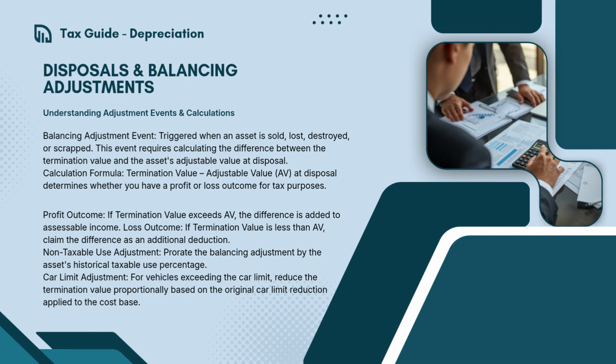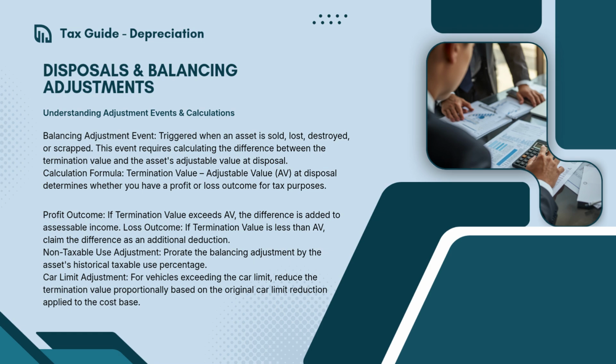When a client sells, scraps, or destroys an asset, we trigger a balancing adjustment. This ensures the taxpayer claims exactly the true cost of the asset over its life, no more and no less. We compare the termination value, usually the sale price or insurance payout, against the current adjustable value. If the client sells it for more than the adjustable value, they overclaim depreciation, and that profit is added to their assessable income. If they sell it for less, they underclaimed, and they receive an additional tax deduction.